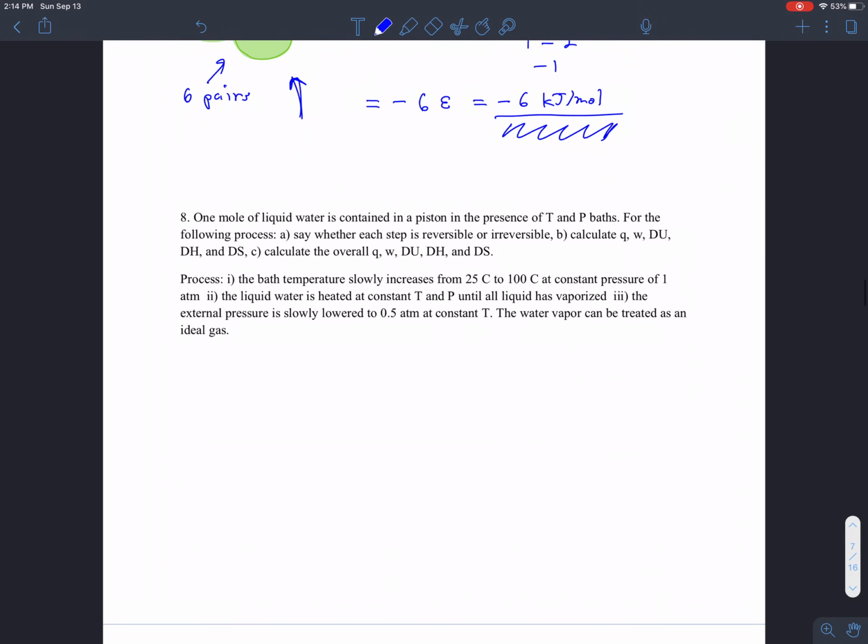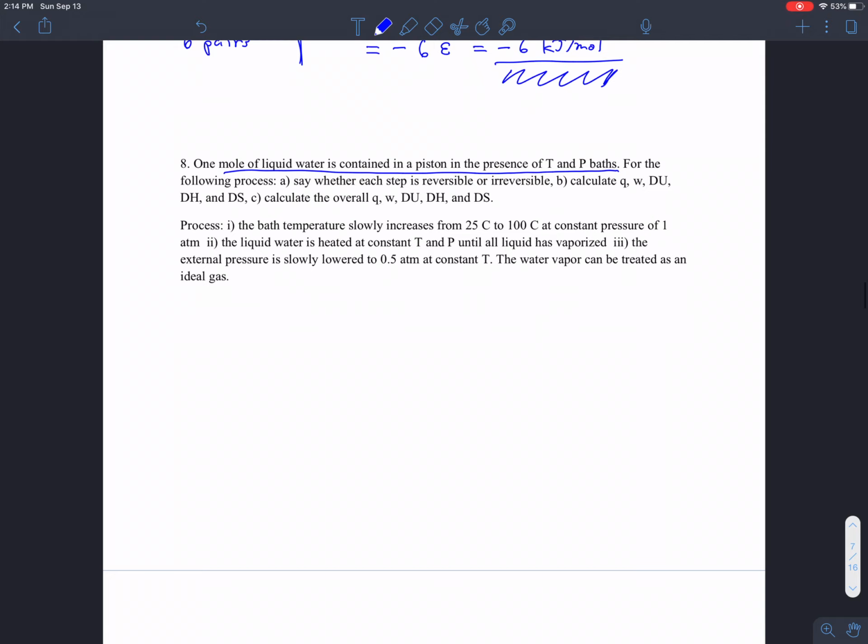Problem number 8. 1 mole of liquid water is contained in a piston in the presence of temperature and pressure baths. So we have something like this. It's always good to draw a picture. 1 mole of liquid water in a cylinder with a piston, and there's a T bath and a P bath out here holding the temperature and pressure constant.